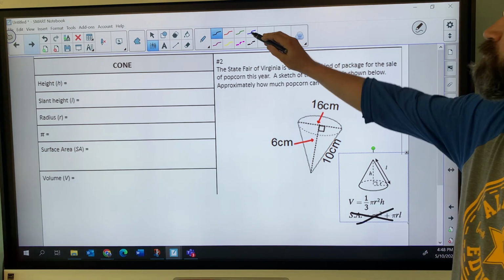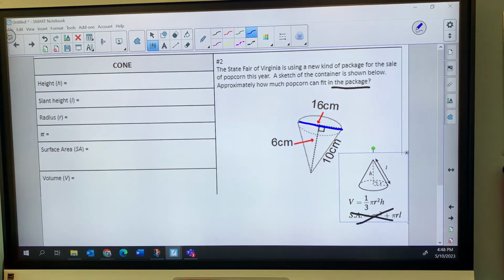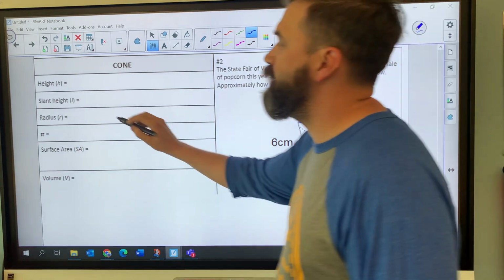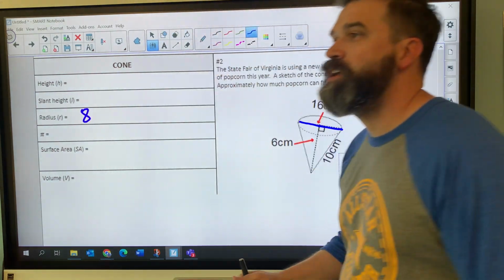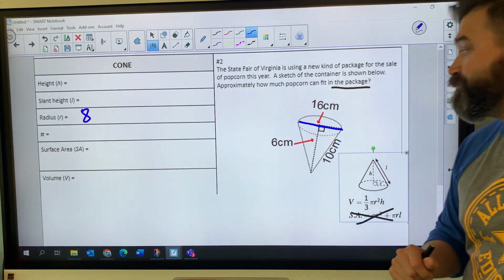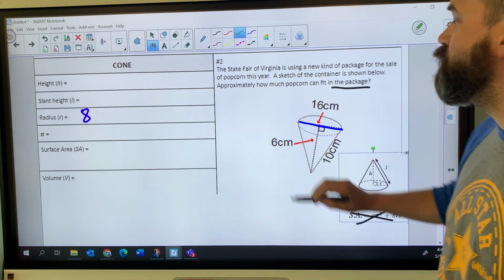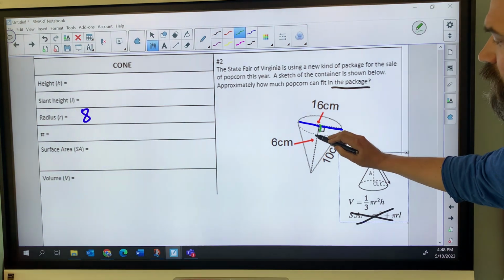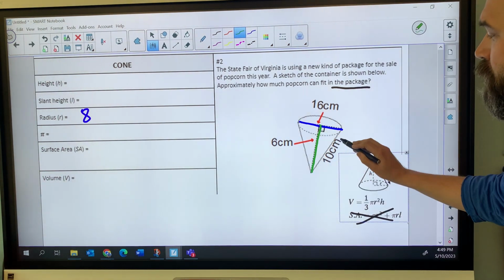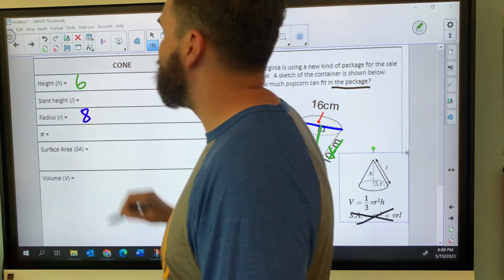You can see this picture tells us that this whole line across the circle is 16, which is going to tell me that the radius is half of that, or 8. Remember, all the way across is the diameter, halfway across is the radius. The other thing that we need is height. The height of a cone is going to go from the middle straight up to the top. So we're going to ignore that 10, and the height is 6.